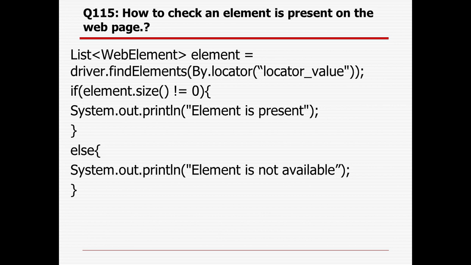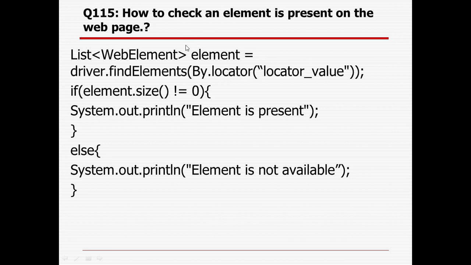How to check whether an element is present on the web page or not, right? How can we check whether the particular element is present or not? For that you need to create the XPath of the element, right? First, use List of WebElement, driver.findElements by locator and locator value. Locator can be ID, name, class name, XPath, like that, right?